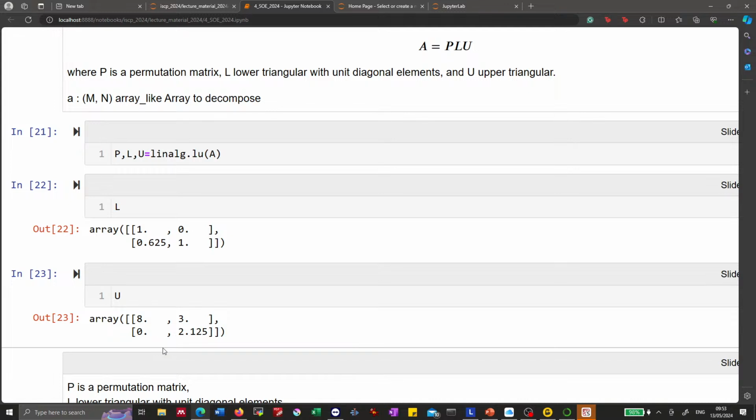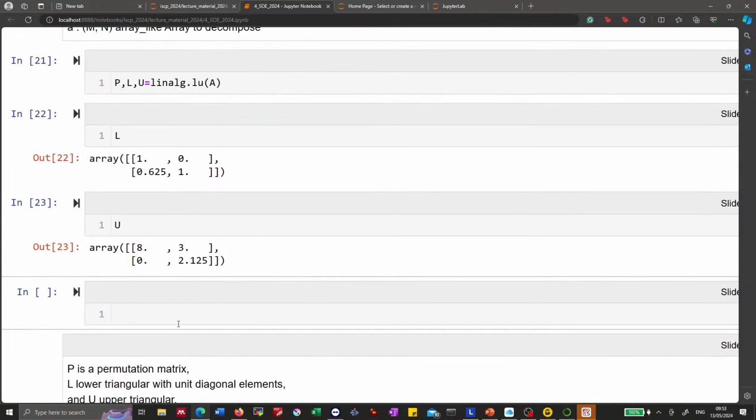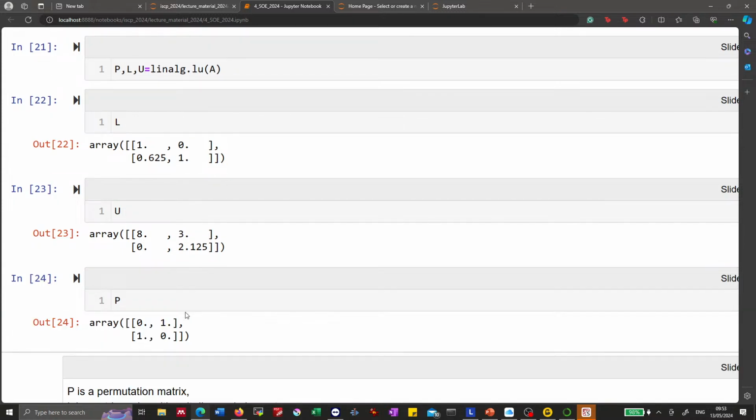In example U, we have a diagonal, 8 and 2.125. Everything below the diagonal is a zero, so that must be the upper triangular matrix. Now, the big question, what is this mysterious P matrix? Oh, that is just zeros and ones. Huh, interesting, no? So fast.